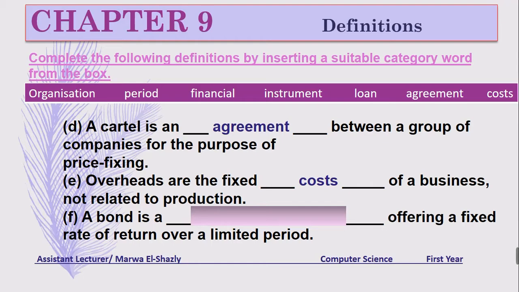A bond is a financial instrument offering a fixed rate of return over a limited period. A bond بيعرض أو بيدي حق للمستخدم إنه بيجيله عائد fixed rate of return ثابت over a limited period على مدار فترة زمنية معينة. So it's a financial instrument. A bond is a financial instrument. A bond يعني صك تأميني أو سند مالي. تمام.